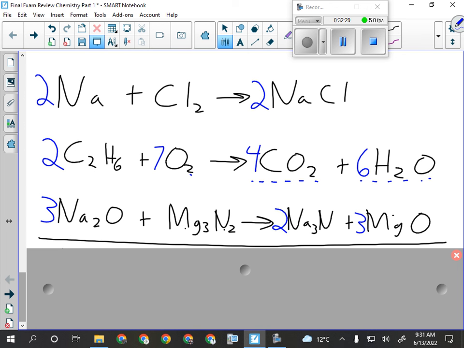That gives me 2 nitrogens. All right, there's 2 nitrogens here. I think I got it. Okay, I think it worked out. I always worry when I have a 3, I have an odd number, because sometimes it doesn't work. Okay, so we got 3 magnesiums, 3 magnesiums, 3 oxygens, 6 sodiums, 6 sodiums, and 2 nitrogens and 2 nitrogens. So yes, it's good the way it's written.